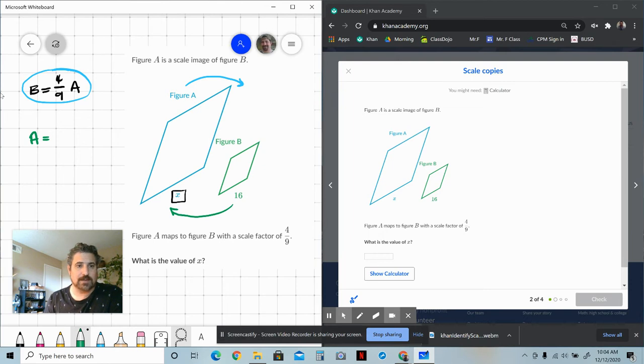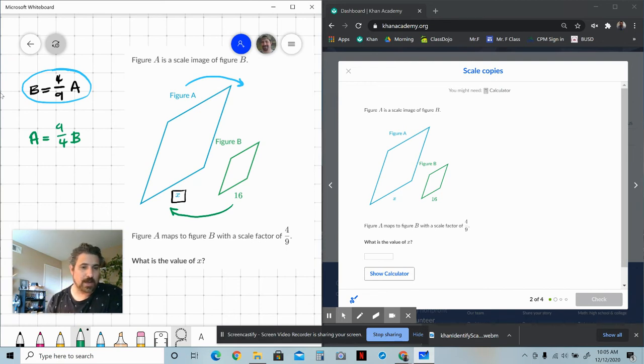So if B is equal to 4/9 of A, then it must also be true that A is equal to 9/4 of B going the other way, because you're just switching your output and input, right? So you switch the output and input, and you switch the scale factor to its reciprocal. So that's kind of the thing we're going to use here to solve.